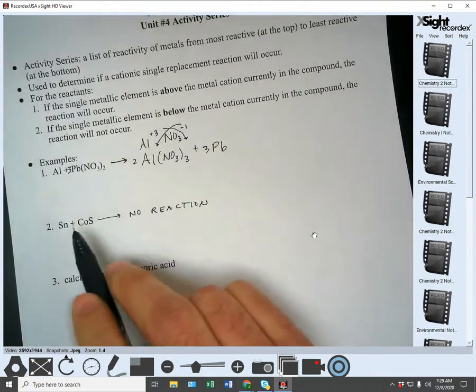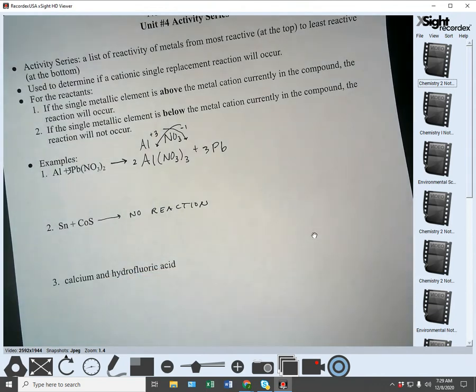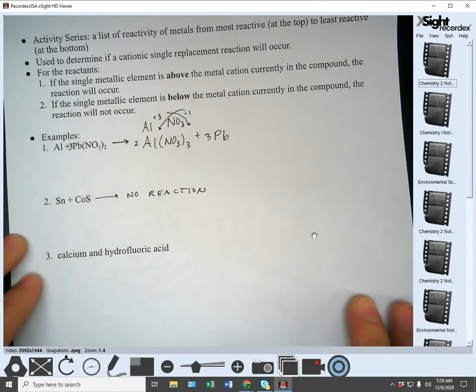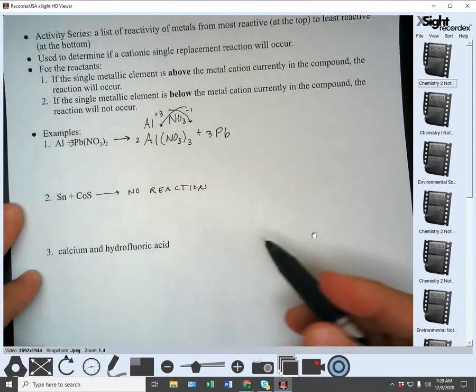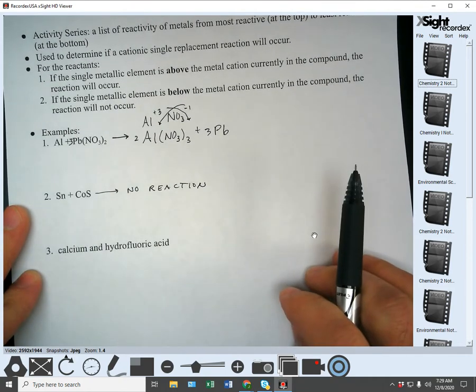So if you had a solution of cobalt 2 sulfide and you put tin metal in it, nothing would happen. Literally, the tin metal would just sit in there. There'd be no reaction. Okay. All right. The last one is the same type of idea. This is just turning words into the formula and seeing if it'll happen.